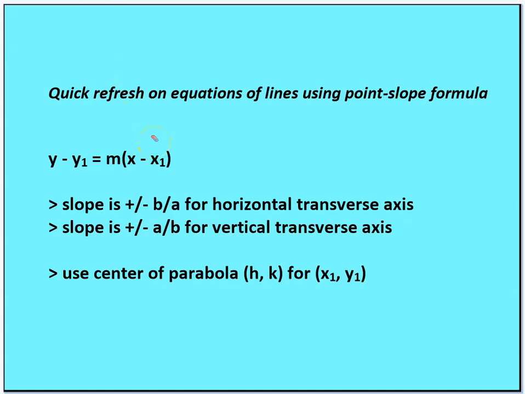All right, so we want to do a quick refresh on equations of lines using the point slope formula. So recall y minus y1 is equal to m times x minus x1. And we're going to need this when we're constructing equations of lines as we move forward in this lesson for the asymptotes for the hyperbola. So again, slope is plus or minus b over a for horizontal transverse axis, plus or minus a over b for vertical transverse axis. You're going to use the center (h, k) for x1, y1, and then you're going to use the slope that we've gotten, plus or minus b over a, to create your equation for the line.